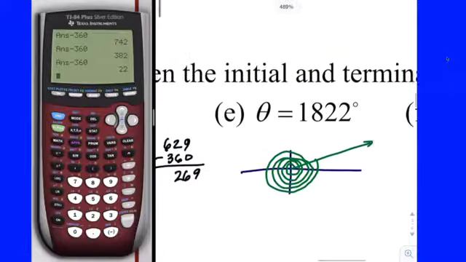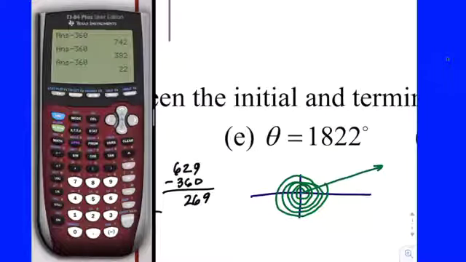Now, instead of subtracting 360 over and over and over again, which certainly works, is there a quicker, faster, more efficient way to figure out? We really were after that 22, that residual amount. Is there a faster way to do that? Sure. Okay, Darrell, how? Yeah, very good.